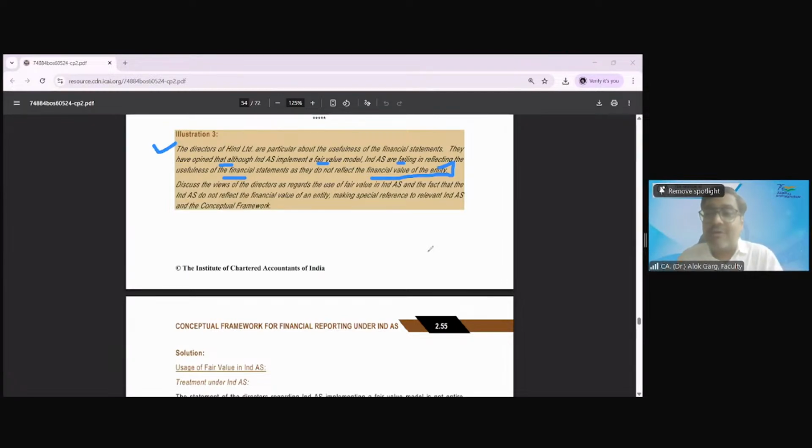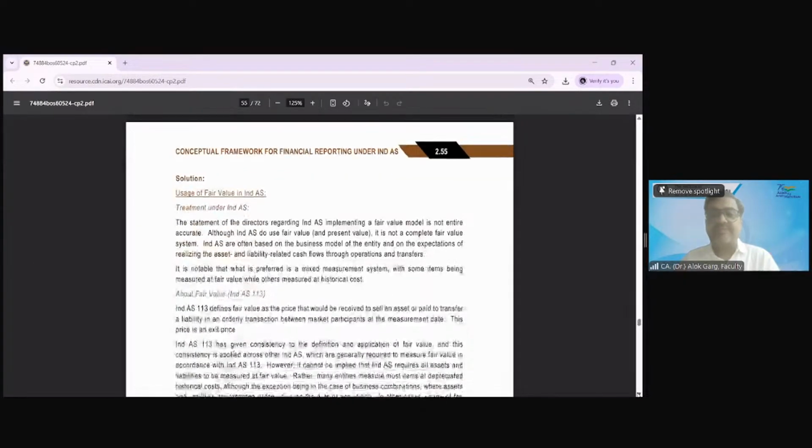So the directors are not clear about even the framework of the financial statement, right? Discuss the views of the director as regards the use of the fair value in Ind AS and the fact that the Ind AS do not reflect the financial value of an entity, making a special reference to the relevant Ind AS and the conceptual framework, right? Let's read the answer, what this conceptual framework says.